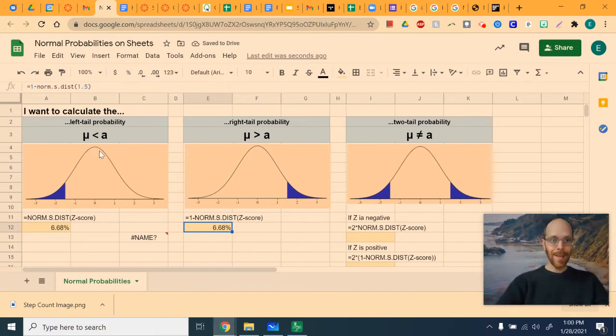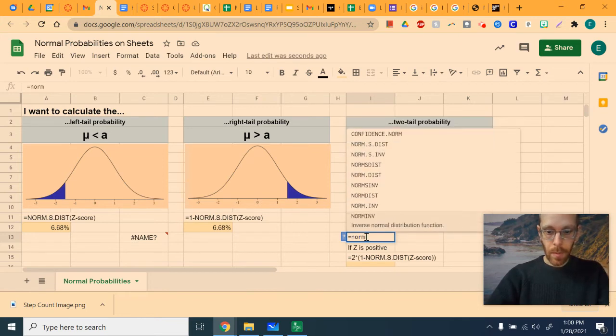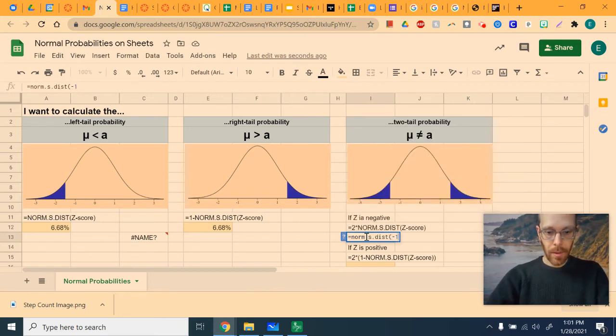So what have we seen so far? Left tail, you just put in the z-score. Right tail, you do 1 minus the function at that z-score. Now the two tail, it kind of depends. So let's start here. Let's suppose that we have a z that is negative. So let's suppose that we just did a problem and the z-score that popped out looked like this. It was a negative 1.5. What we would do is we would type in the norm.s.dist at negative 1.5, and that would give us this lower tail. And since we know that the upper tail has the same value, what we have to do is in the front of the function, multiply it by 2.